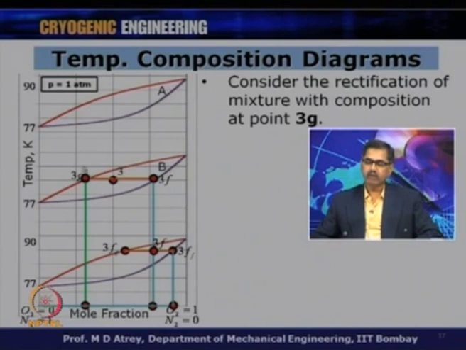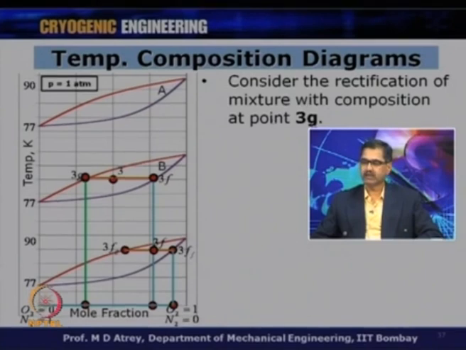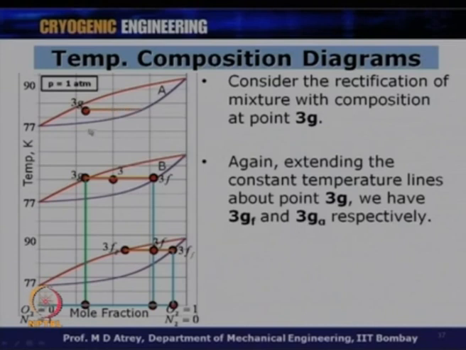Now, let us come back to what will I do with the vapor. Again with this composition now, I will enter this region, and now I will use A in order to explain that. So, consider the rectification of mixture with composition at 0.3 G, and now I will go into this diagram again, and let us see I have entered with this composition in a two phase region over here, and let us see what is happening to the liquid and gas composition. Extending the constant temperature line about 0.3 G, we have 3 GF, which is the liquid part of it, and 3 GG, which is the vapor part of it.